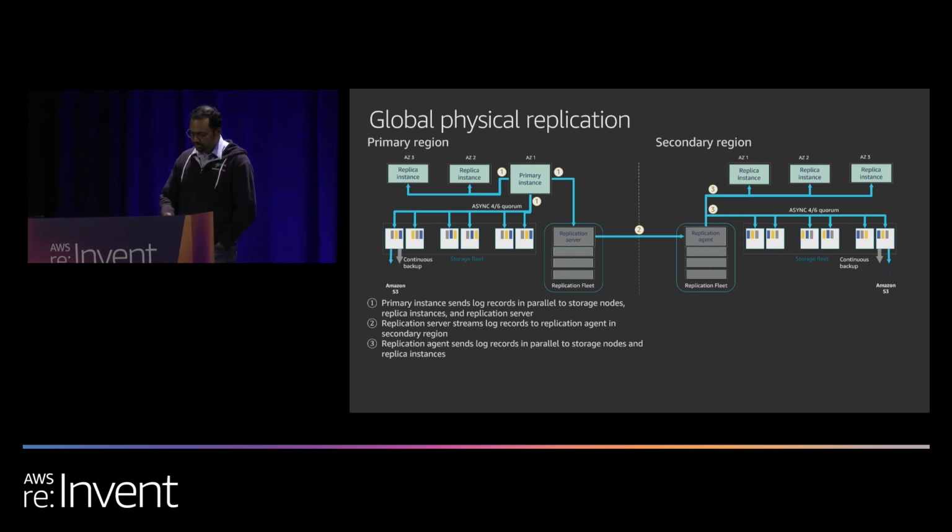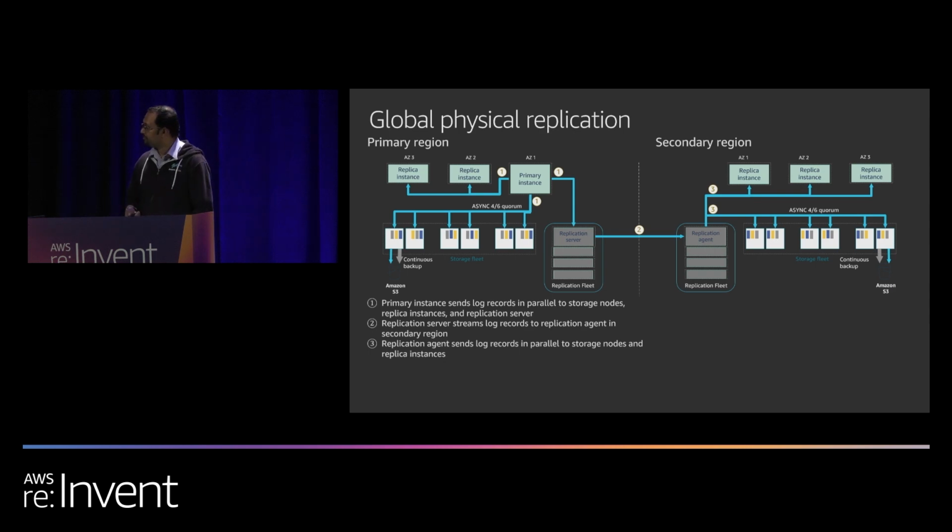So essentially, we are getting a pipeline of log records that are flowing between regions, and we are achieving the durability in both the regions. So 2 different Aurora DB clusters, and both of them are behaving as if the writers are writing locally.